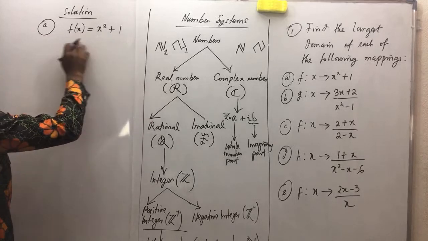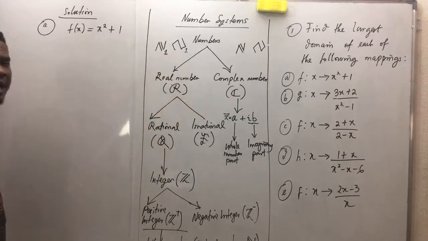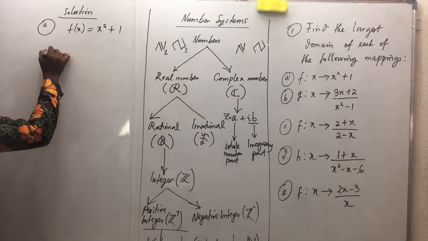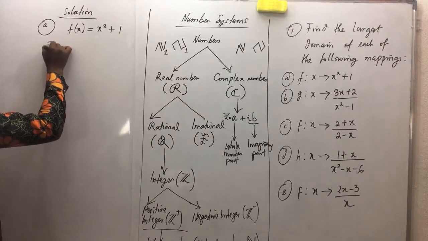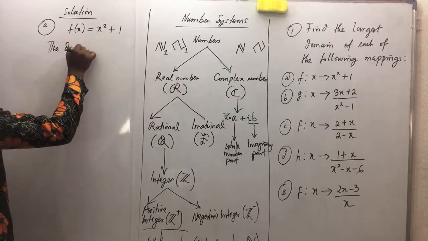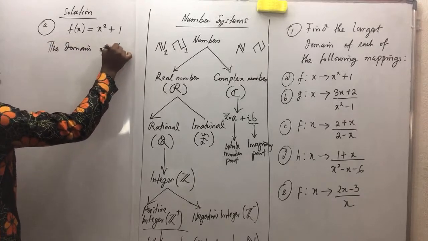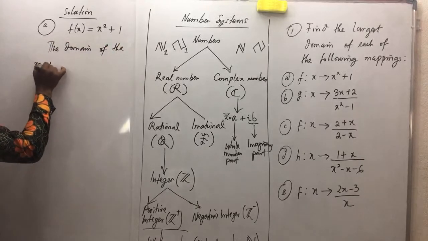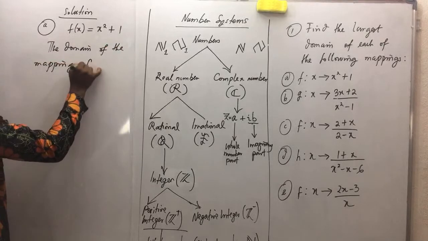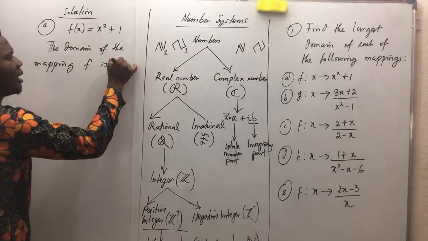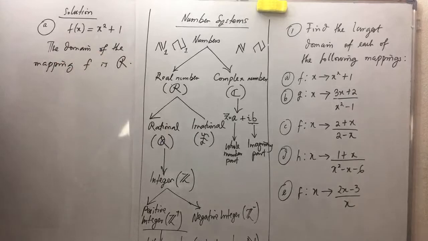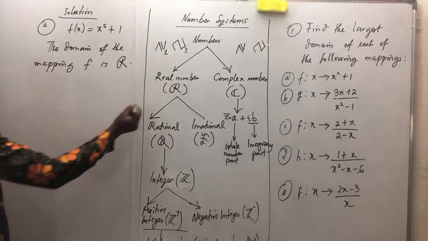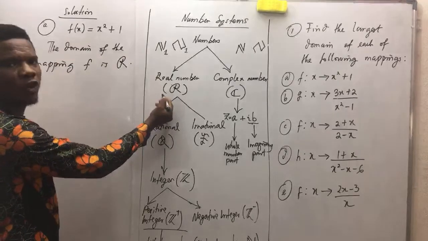For that reason, if you are given a polynomial function in your exam to determine the domain, all you have to say is that the domain of the function f, or the mapping f, is R. Okay? Now, guys, what does R mean? It refers to real numbers.